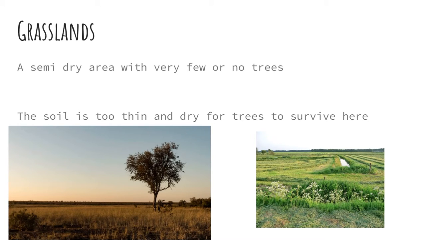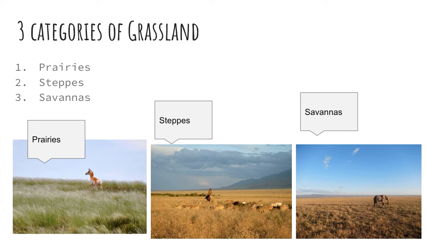Grasslands are a semi-dry area with very few or no trees. The soil is too thin and dry for trees to survive here. So obviously because of this picture here, we know that there are a few trees, but not many. There are 3 categories or 3 different types of grasslands: prairies, steppes, and savannas. So I've given you a picture of each different kind so that you can understand kind of what they look like and how they're different.